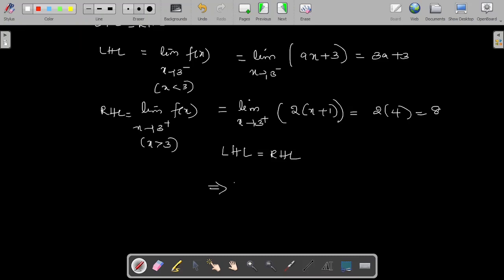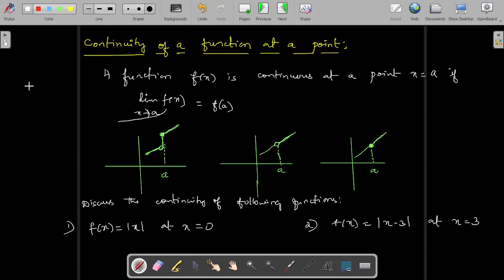So this implies 3a plus 3 equal to 8. 3a equal to 8 minus 3, which is 5. A equal to 5 by 3. This is the answer. Now about continuity of a function at a point.